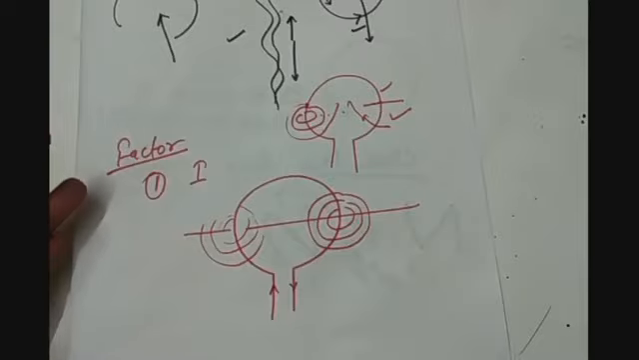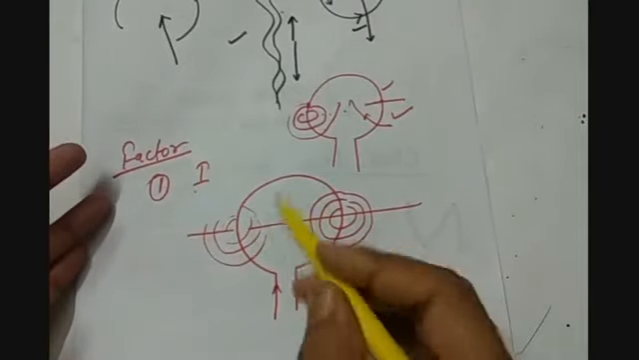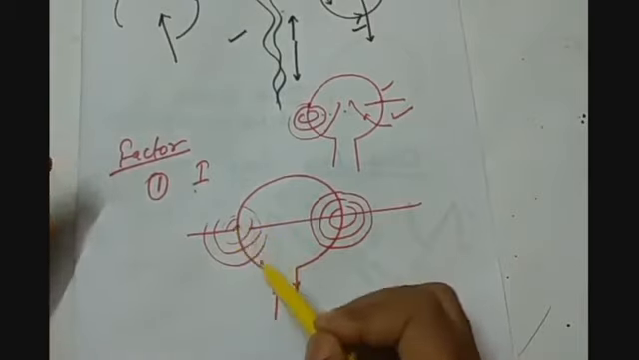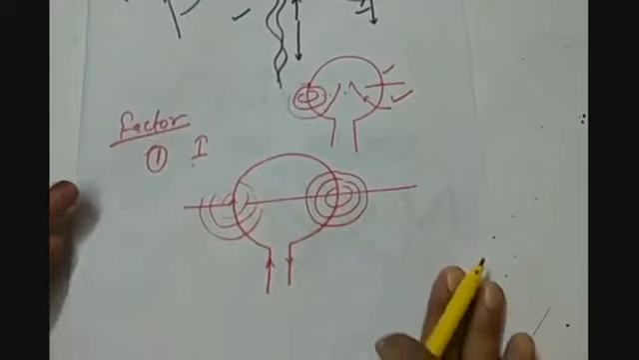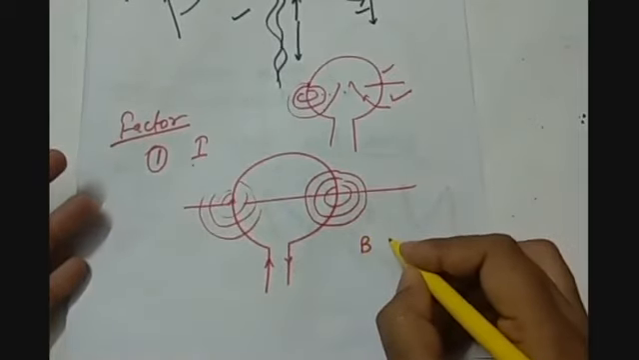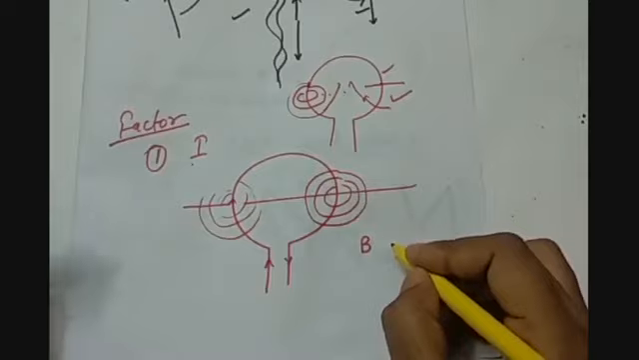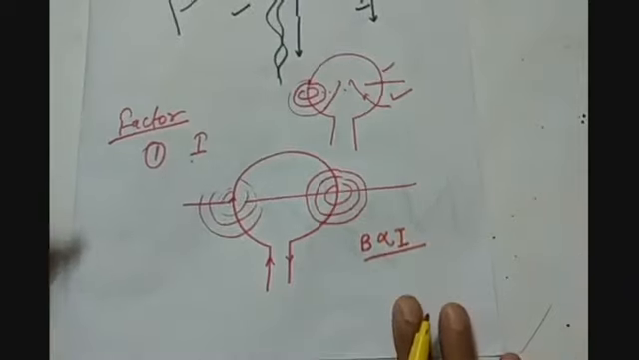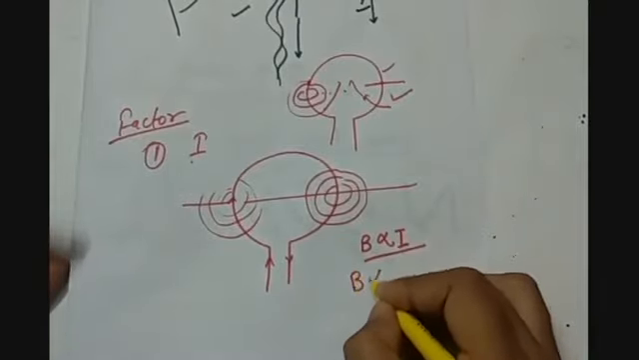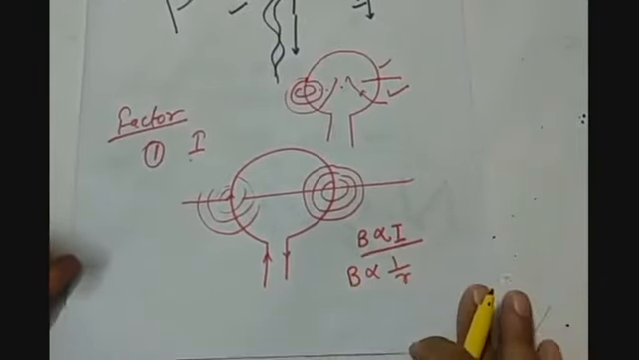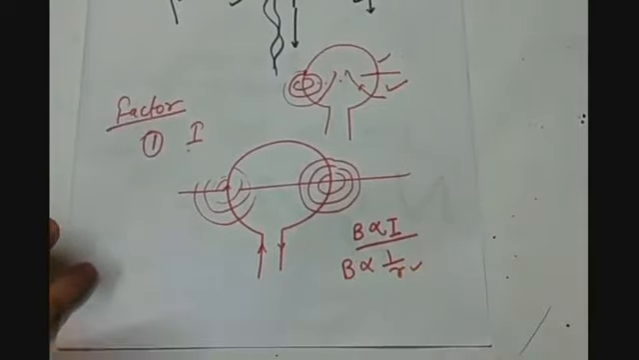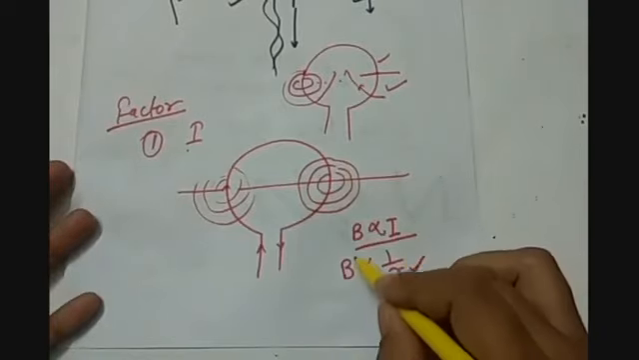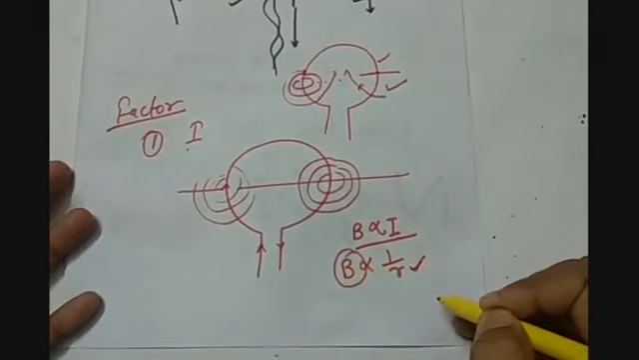As we go on increasing the value of current, we see that the number of concentric circles formed around the conductor will increase. So this shows that the magnetic field strength of the circular loop is directly proportional to the current. Second, magnetic field strength is inversely proportional to the radius of the circle. That means larger the radius of the circular loop, less will be the magnetic field strength.